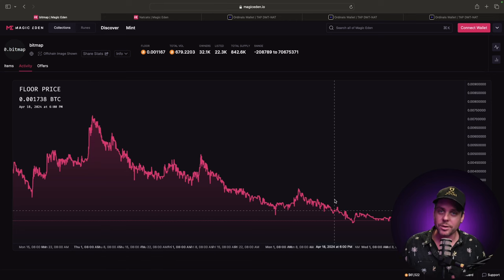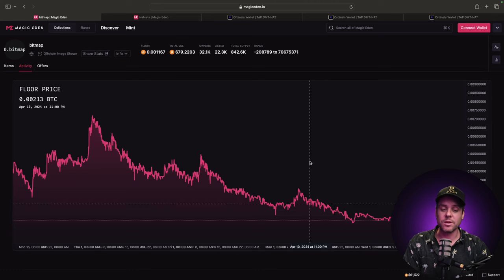Do your own research. A lot of this stuff is extremely volatile, as we can clearly see here. We had a 90% retracement. Very volatile. Do your own research. But to me, this looks like a bottoming pattern. We are at the floor, give or take a few sats. And I think this one's going to be really huge.